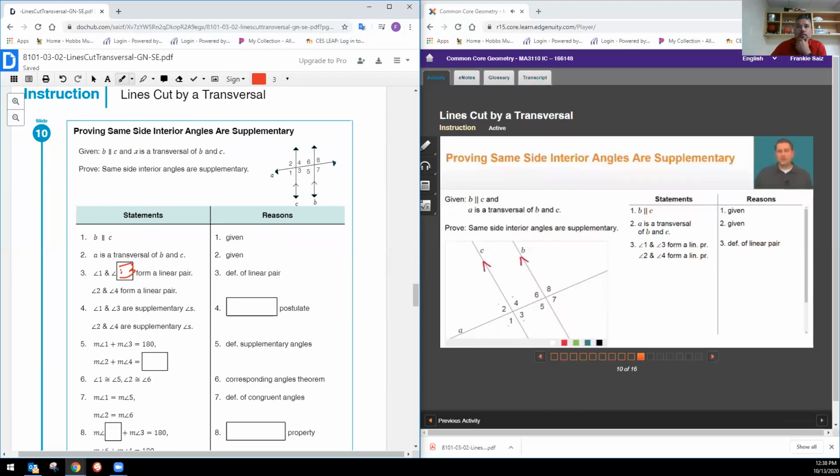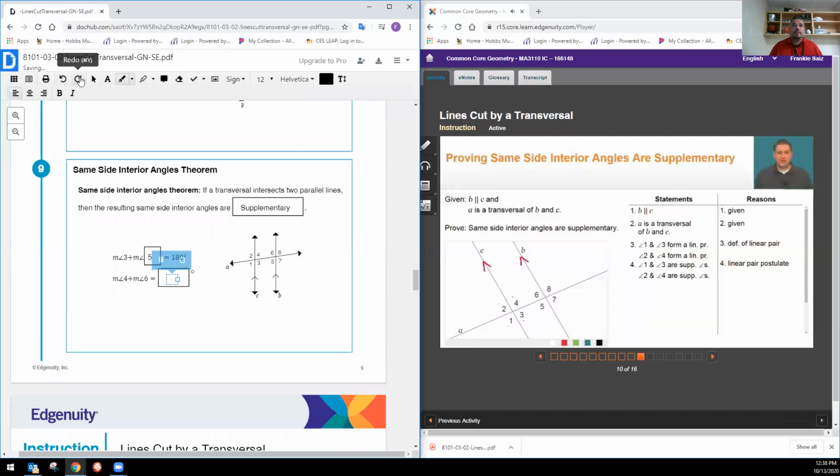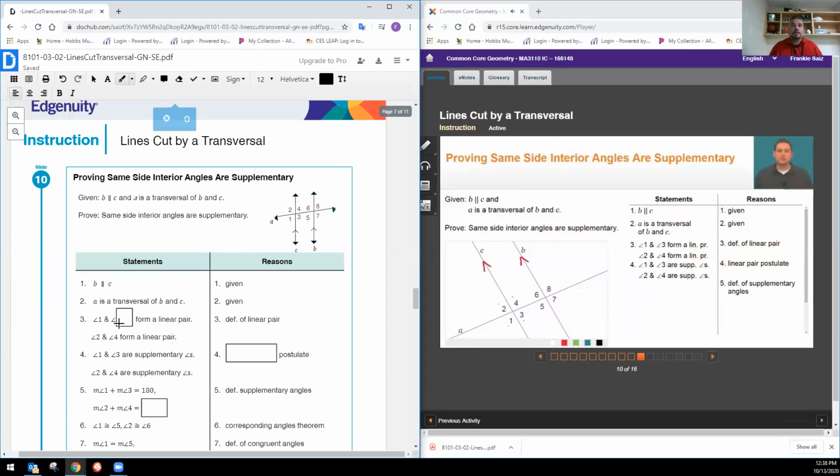Remember what it tells you? The linear pair postulate says that if two angles form a linear pair, then they're supplementary. All right, so I've got some supplementary statements going on here, but what do I know about supplementary angles? Well, going back to my glossary, if I look up the definition of supplementary angles, it tells me that the measures of the two angles add up to 180 degrees.